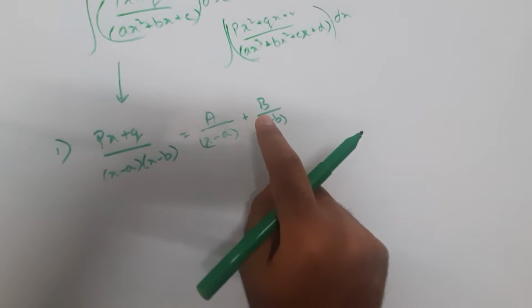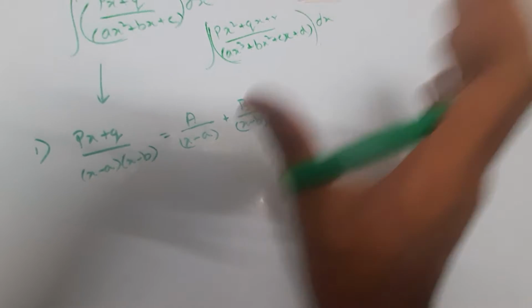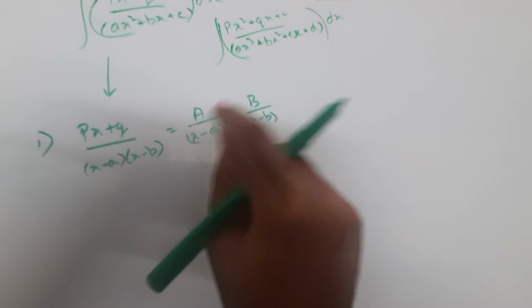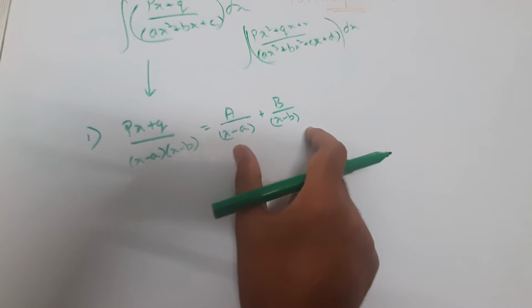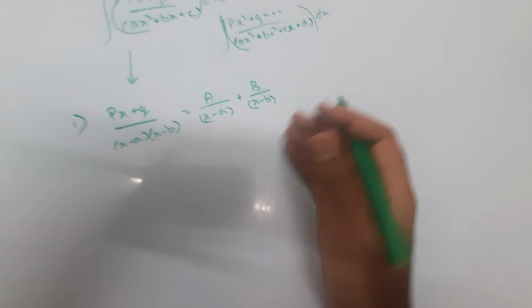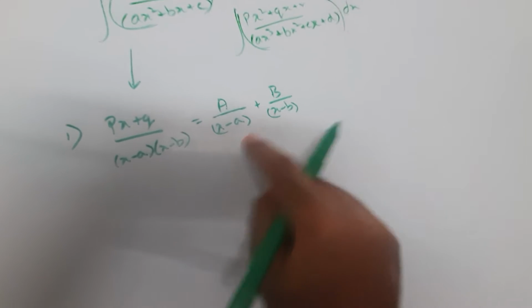Now you're wondering what that A and B is. They're terms you don't know yet. This is the partial fraction form, and you're supposed to find A and B, and since these two are equal, you can just integrate this, and this is going to be easier. Hence, the reason partial fractions are done is just to make integration easier. So that is the first type.